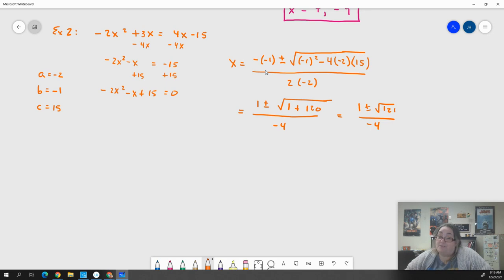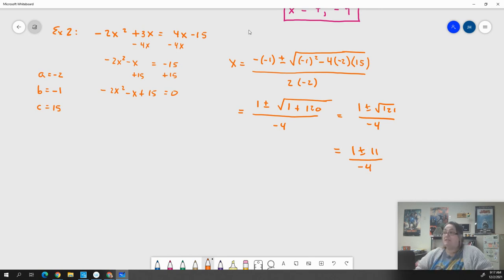Honestly, anytime you're working with square roots, it really helps to have those either memorized or a list of them. Trinity's got it. 11 squared is 121. So we can pull this out now as 1 plus or minus 11 all over negative 4.